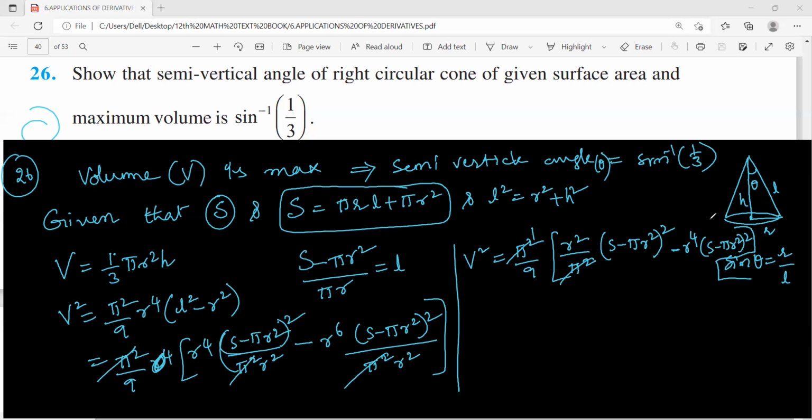S minus pi R square is common actually. So V square equals 1 by 9 into S minus pi R square whole square into R square minus R to the power of 4, like this. Why did I do this? Because anyway you need to do UV. The calculation is a little complicated because your surface area is cone of given surface. Surface area is pi RL plus pi R square. Here it involves a little calculation.